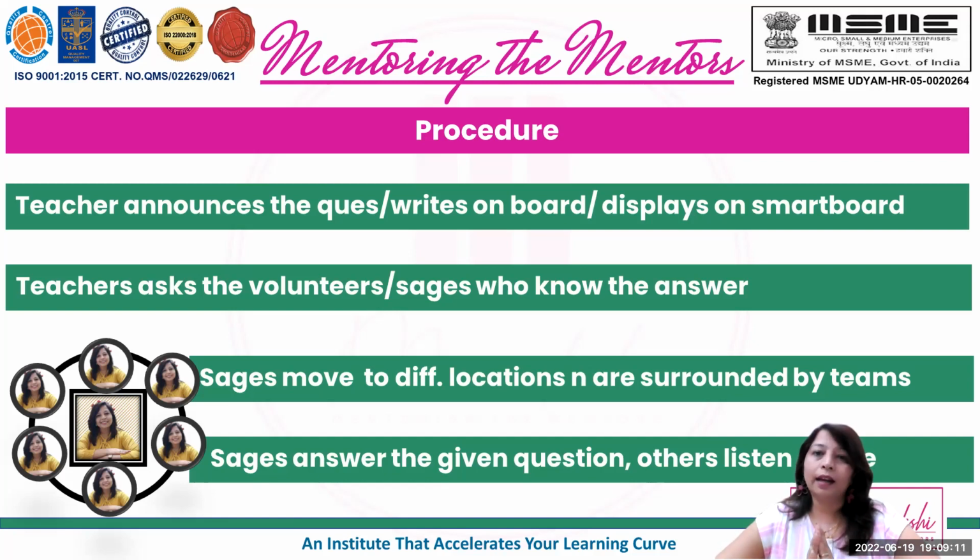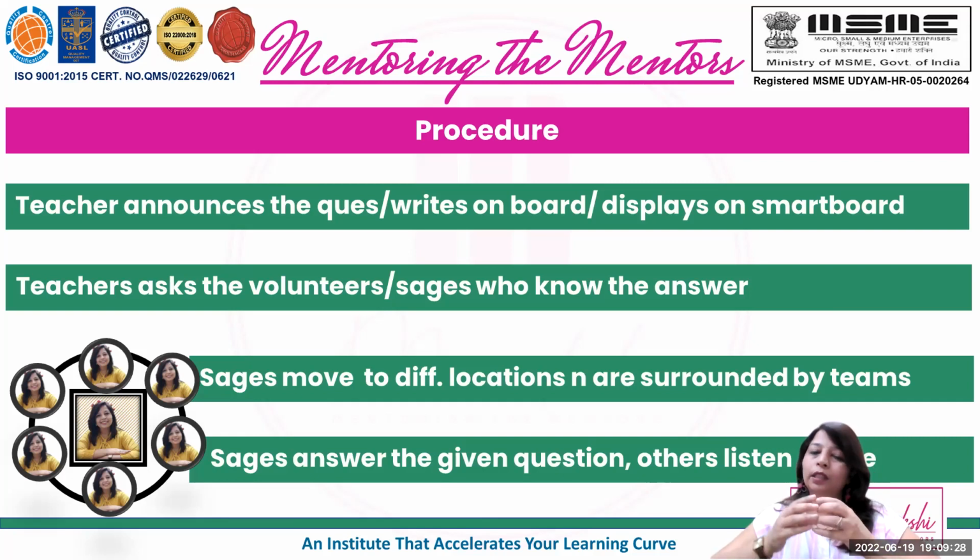Those students will be acting as sages, 4 to 5, however many I select. And those students will be going to the different corners of the room. Maybe I will be allocating them some spaces, like you will be standing here. They'll spread out in the classroom.